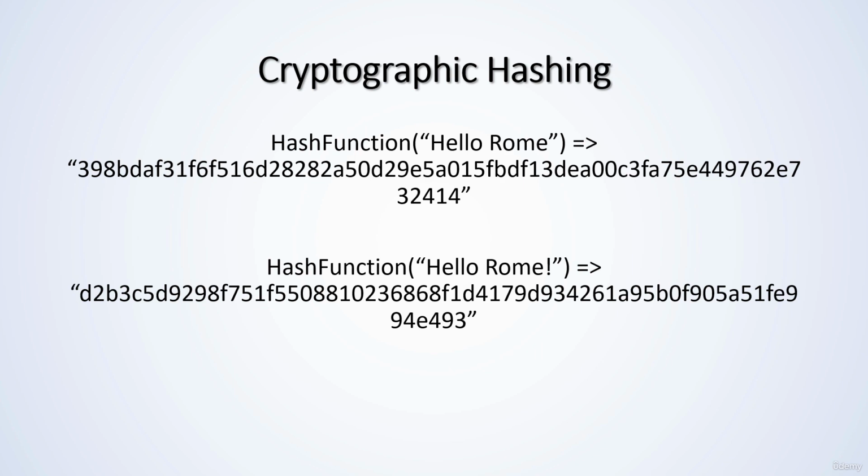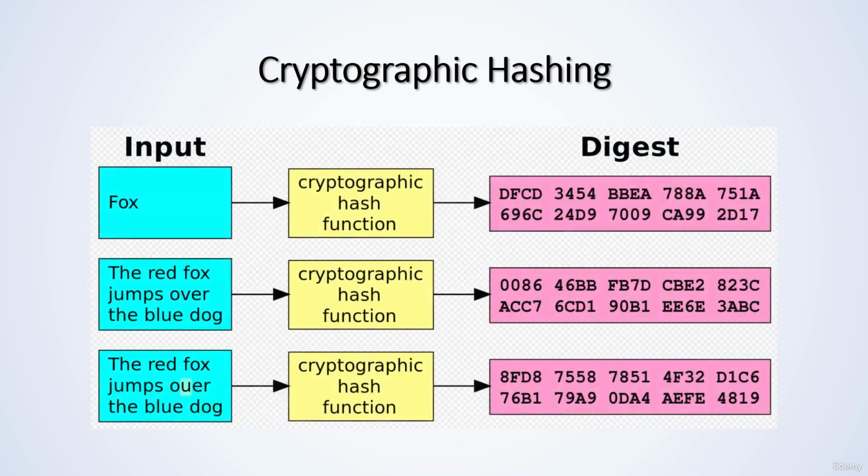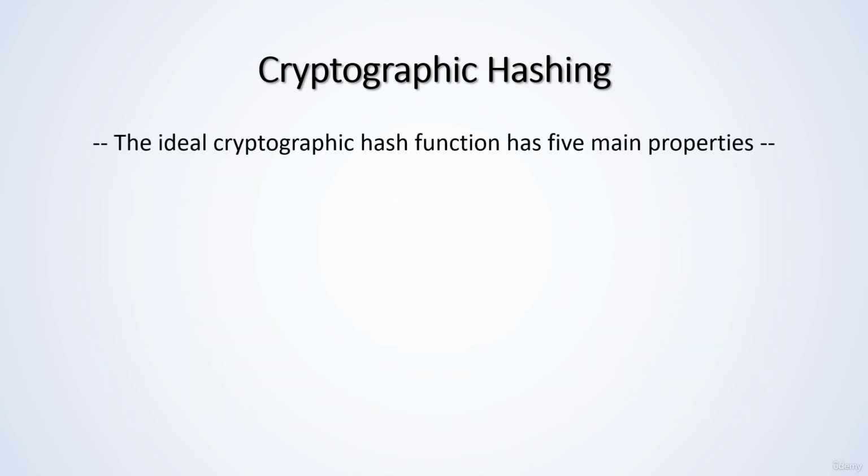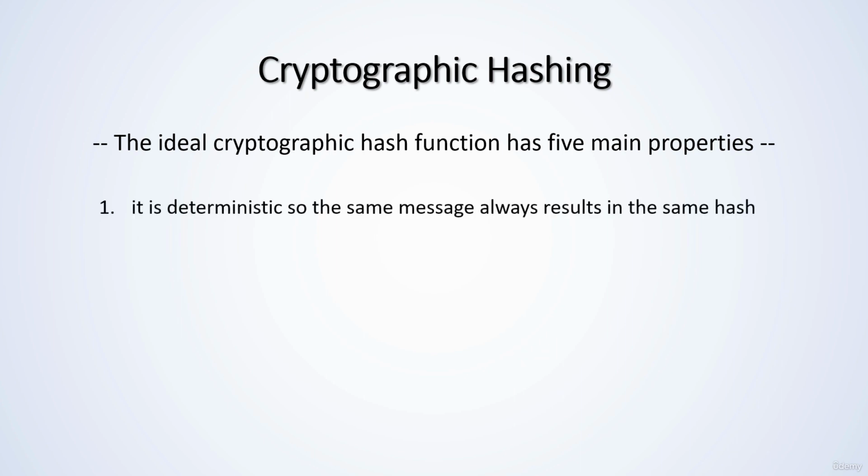So what is happening here? The different parts of a cryptographic hash function are the input, which is something we send into that hash function. Then you have the cryptographic hash function that does something with the input, and it produces a so-called digest. There are 5 properties that every hash function has. These are the 5 main properties.